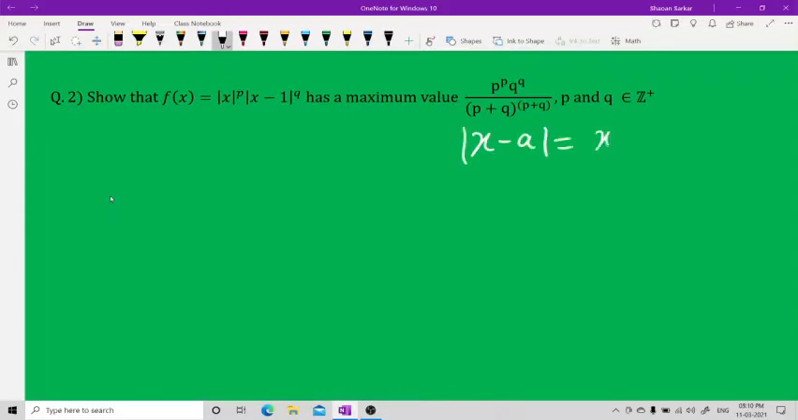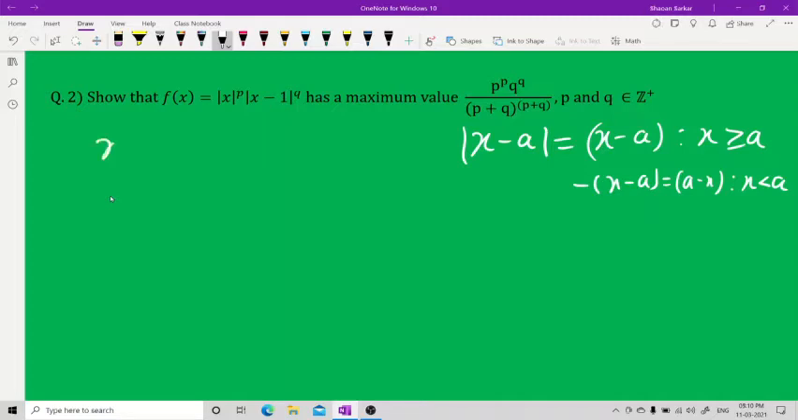I hope you remember. |x - a| is x - a for x greater than or equal to a, and minus (x - a), which is the same as a - x, for x less than a. I multiplied the minus inside, so it is a - x.